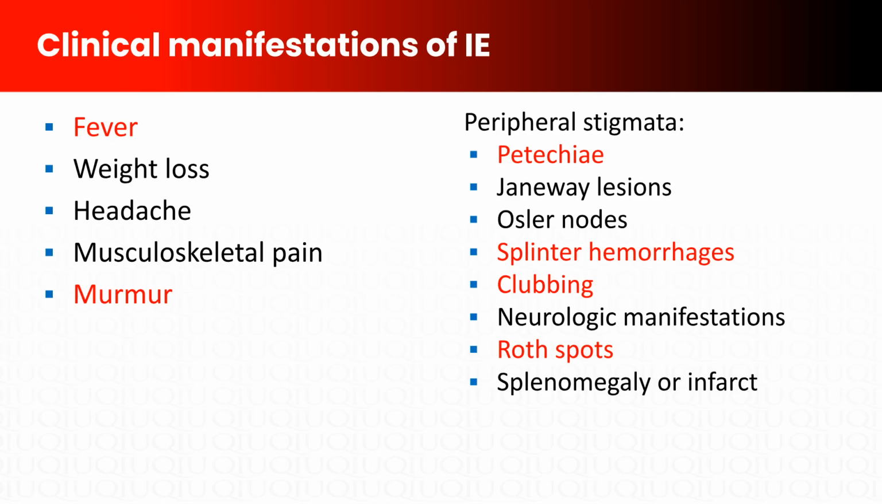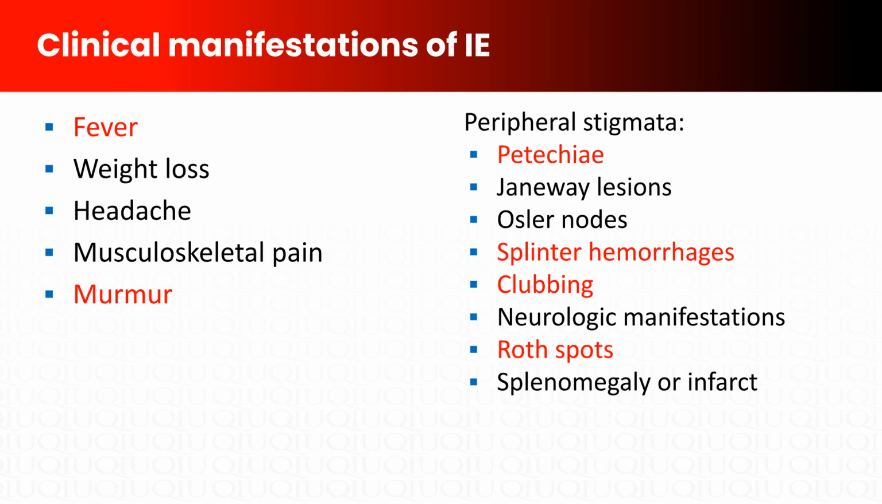Cardiac manifestations. A murmur is heard in 85% of cases. This could be a pre-existing murmur from the predisposing valve disease, or a new murmur from vegetation or valve destruction. A changing murmur, one that sounds different from baseline, is particularly concerning and suggests progressive valve damage. Peripheral stigmata are classic physical findings, though they're less common now with earlier diagnosis and treatment.